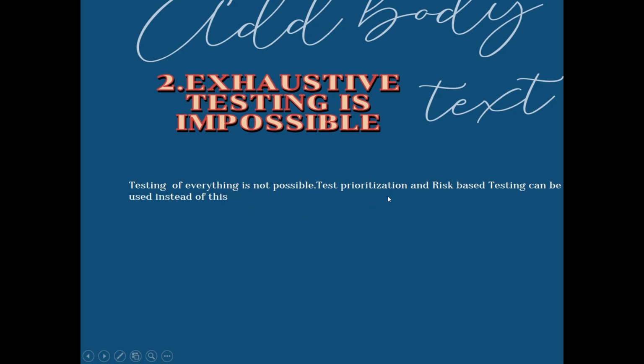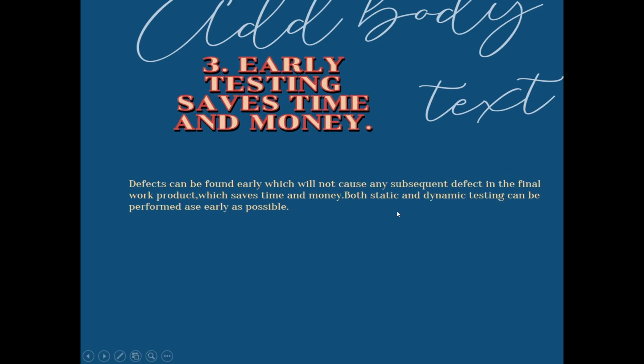Test prioritization means we can prioritize the test cases based on their risk. Higher risk test cases can be tested first compared to the low risk test cases. That way we can prioritize the test cases, and risk based testing can be used instead. The third is early testing saves time and money.